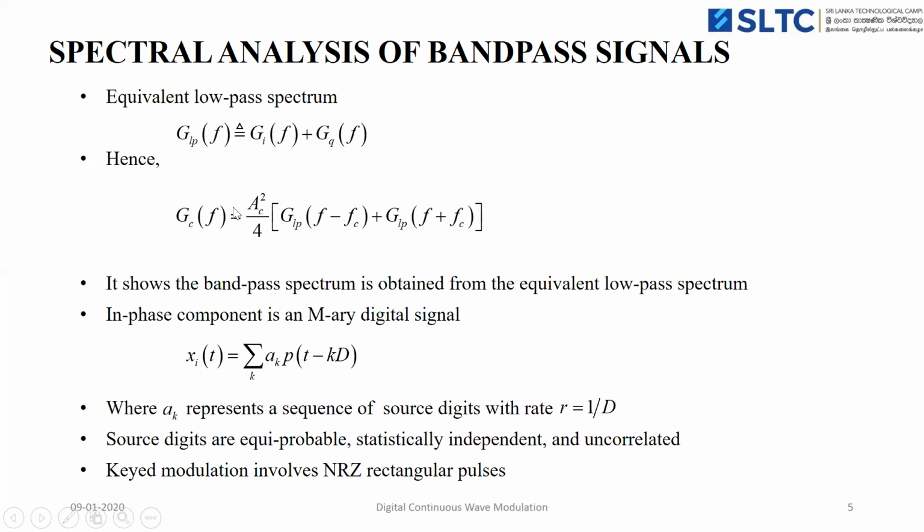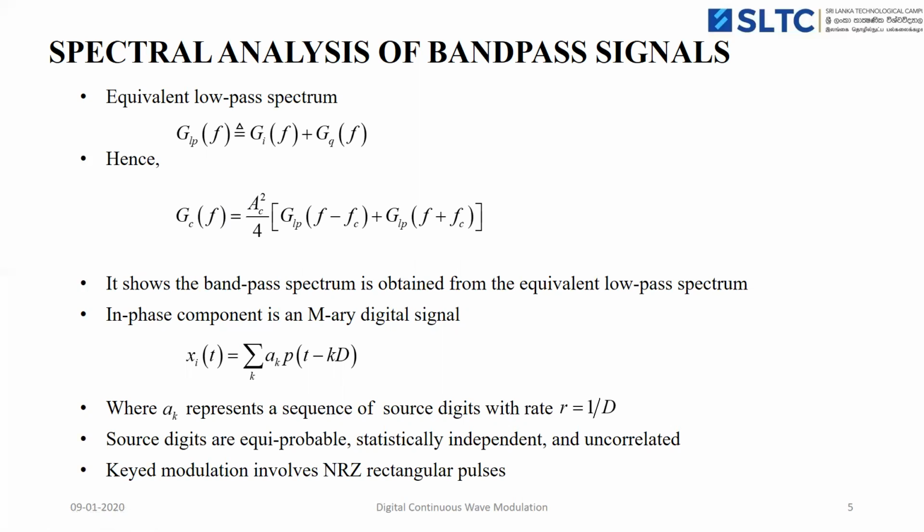So this equation shows the relation between the band pass spectrum and the low pass spectrum. From the low pass power spectrum, we are getting the band pass power spectrum. And here we are using the in-phase and the quadrature components.